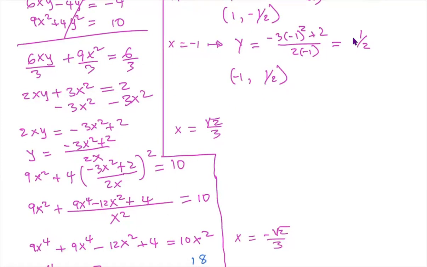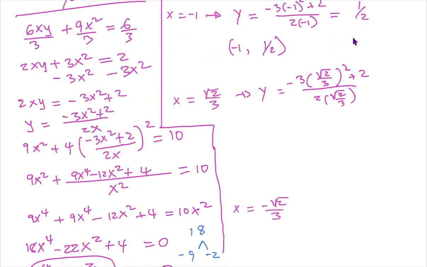All right, so next, same thing here. We're going to replace into y equals -3 times square root of 2/3 squared plus 2 over 2 times square root of 2/3. Okay, so that is y equals, I'm just going to give you the answer for that. Square root of 3/3, that is automatically going to be square root of 2, right?